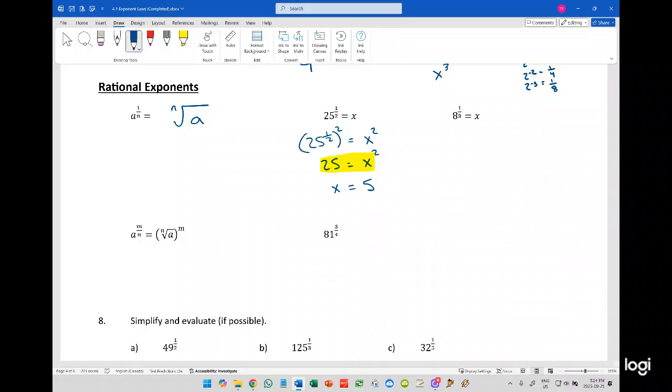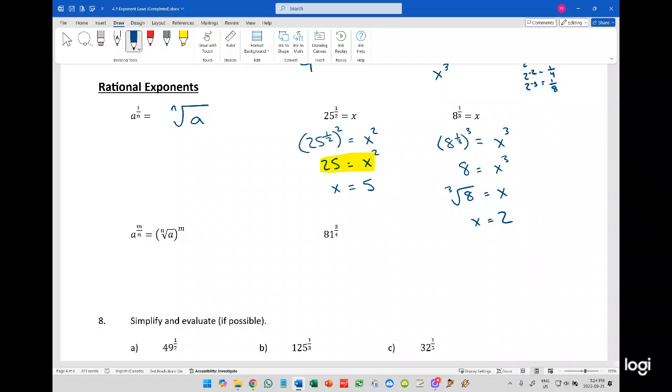Similarly, if I take 8 to the 1/3, I could put that to an exponent of 3, as long as I put the other side to an exponent of 3. This becomes 8. This becomes x cubed. And then in order to solve for x, I would take the cube root of both sides, which means x is just 2. So I think you can see that anytime you're given a rational exponent, a fractional exponent, if it's 1 over something, it's just that root.